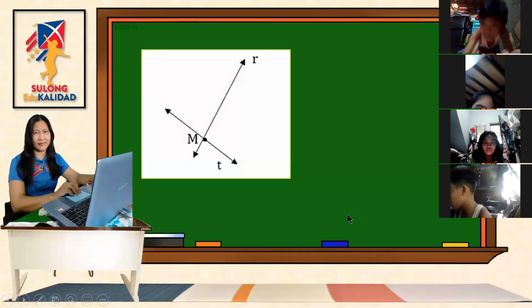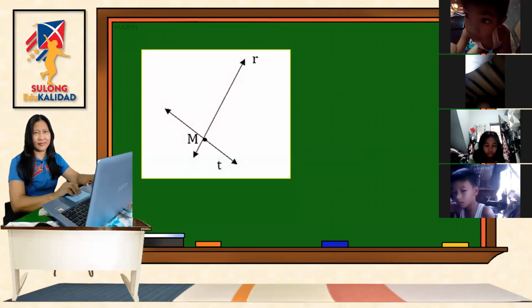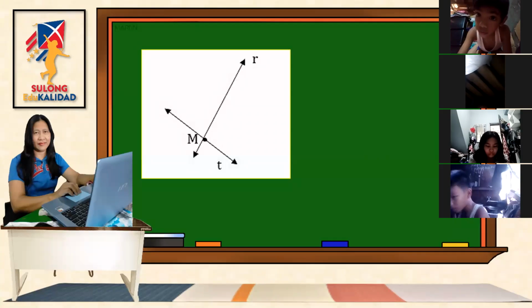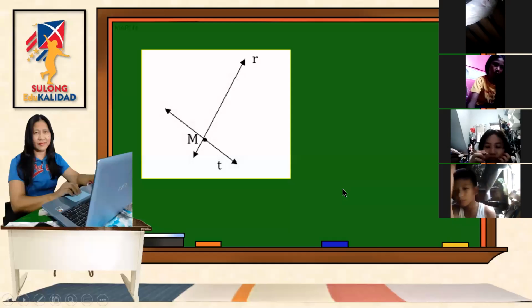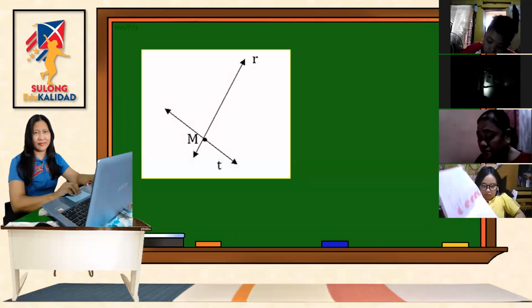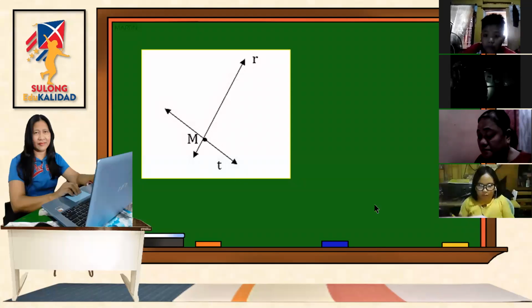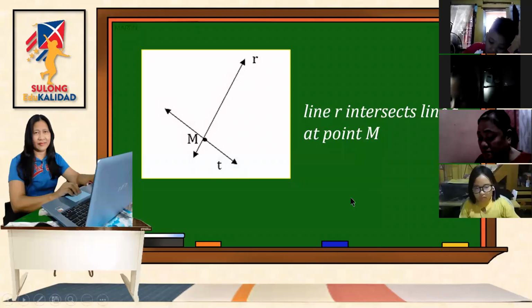Okay, next figure. You see also two lines. Look at what point the two lines meet. Saan nagtagpo ang dalawang line? Point M. Very good. So line R intersects line P at point M.